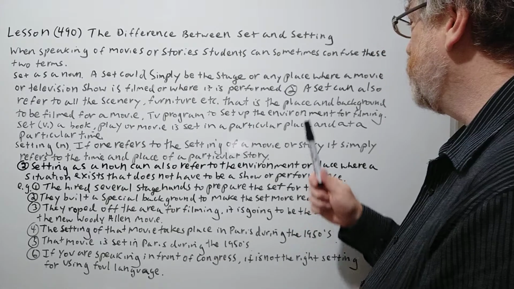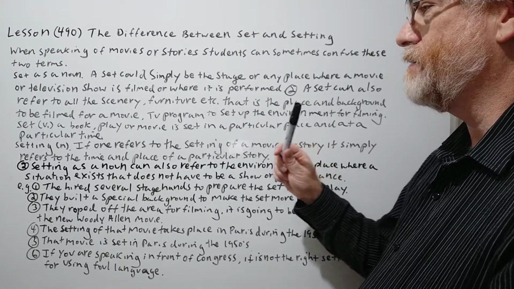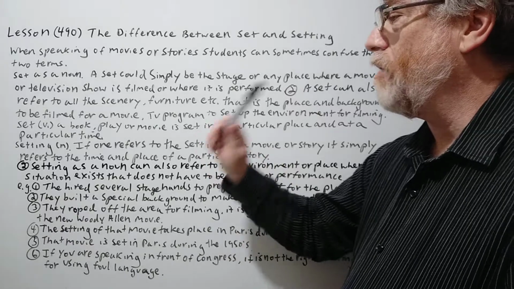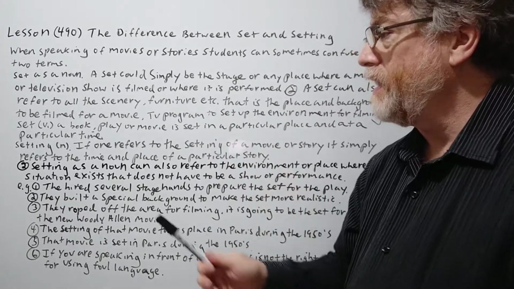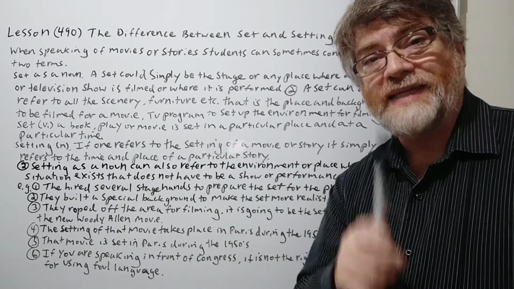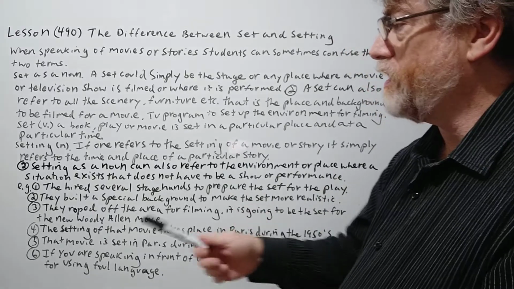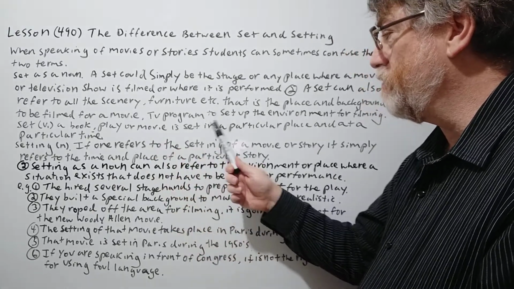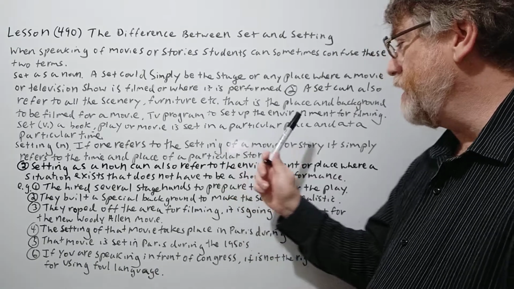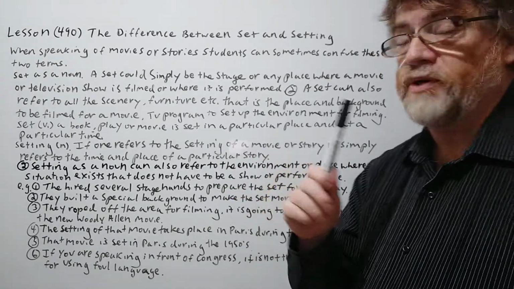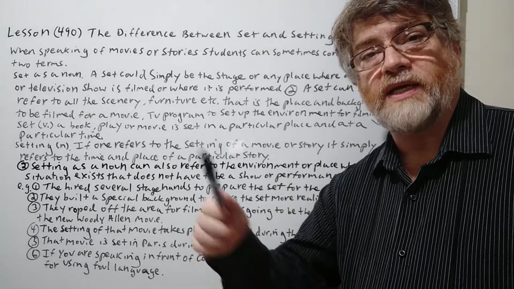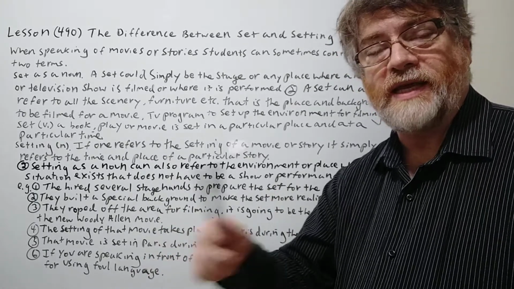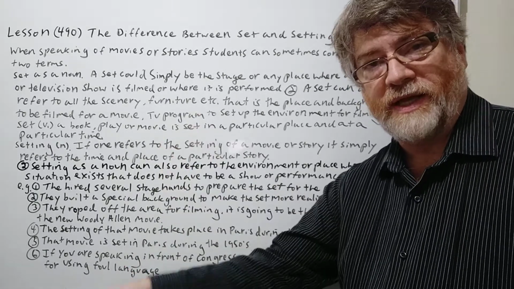All right, let's look at the next one. All right, good. Now, here's where it gets confusing. Here we're going to give you the word set as a verb. So as a verb, a book or play or movie is set in a particular place and at a particular time. So that's the use as a verb. You could say that it was set at this time and in this place.